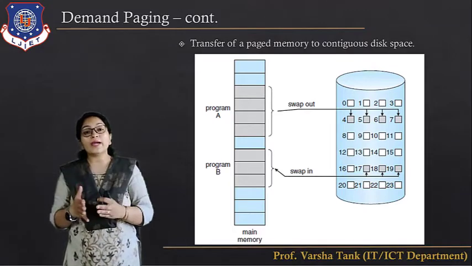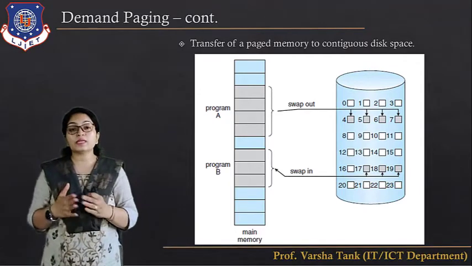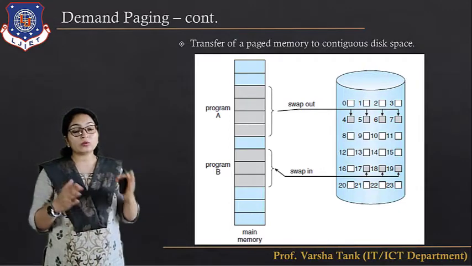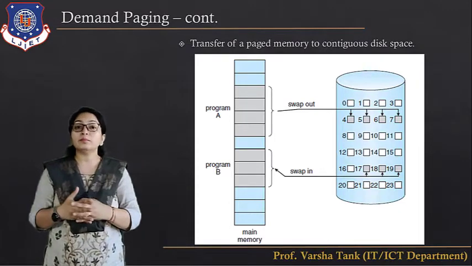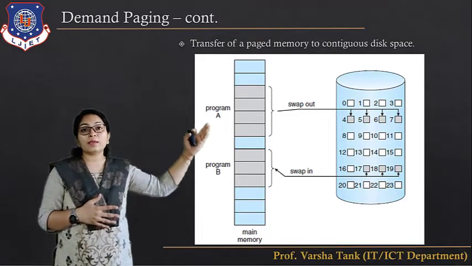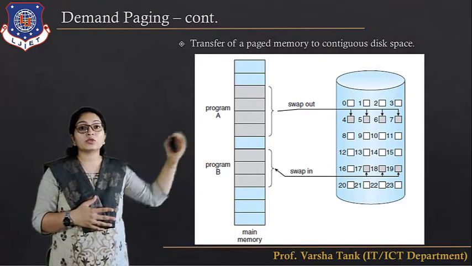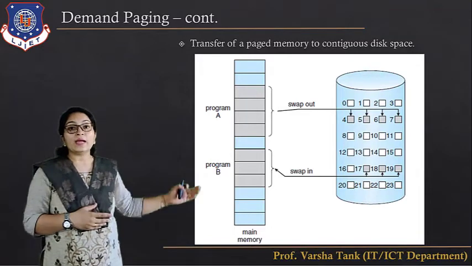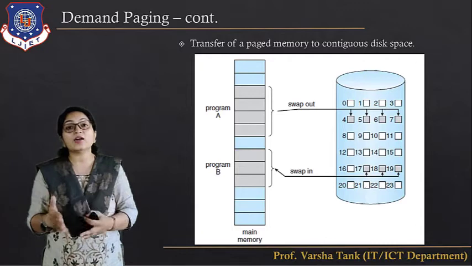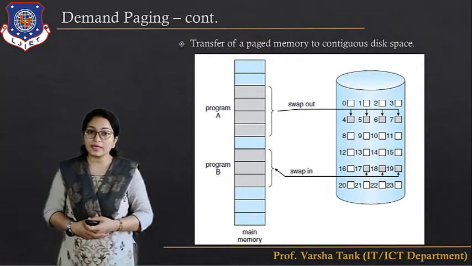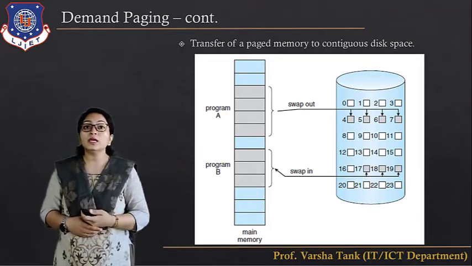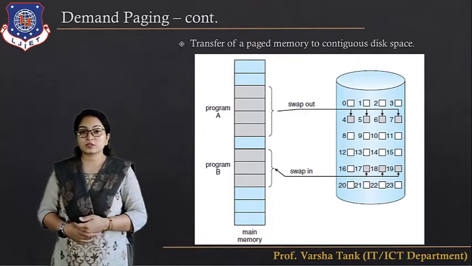When there is no space in the memory area, at that time a page that is right now not needed in the memory area should be swapped out. So here you can see the program A pages will be swapped out and stored in the secondary memory. And after that the newly needed pages will be swapped in to the memory area. So this is the transport of pages between memory and the contiguous disk space.